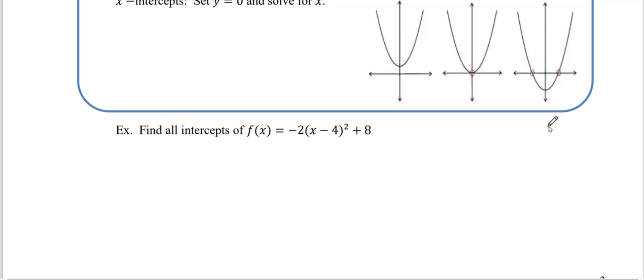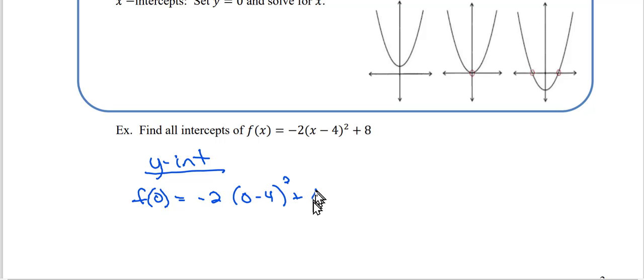Okay, this says find all intercepts of this function. This is that same function we've been looking at. We already talked about how it opens down and its vertex is at (4, 8). The y-intercept, let's start with that. Plug in x equals 0. We get -2 times, that'll be 16, plus 8, -32 plus 8.